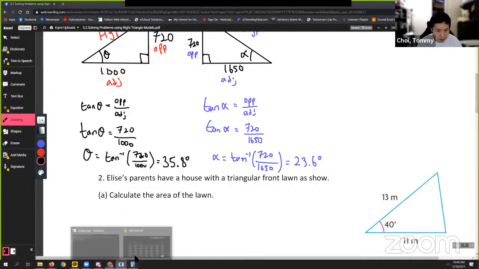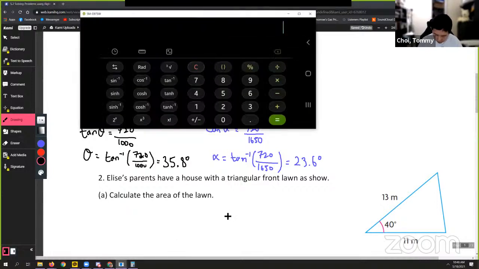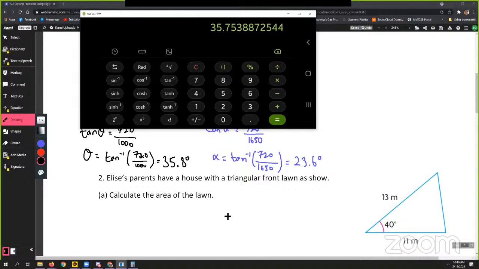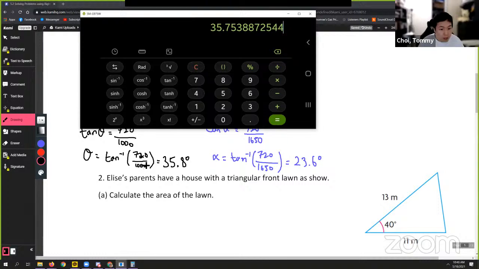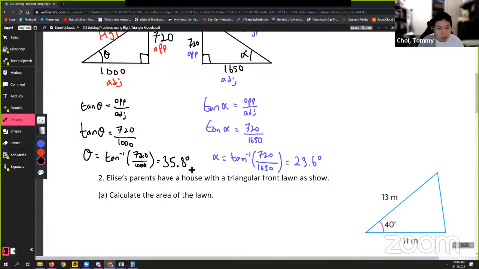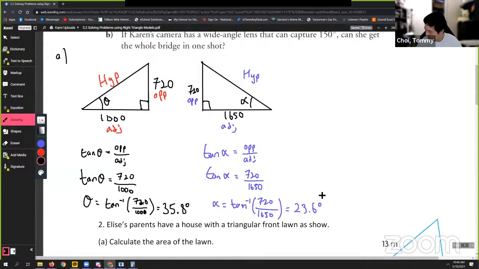So just to bring it up on the calculator again. So tan inverse of 720 divided by 1000. I get 35.8. Oh, I don't know why I thought it was 750. My bad. It's all good. So it's 720. So 35.8 degrees. And then tan inverse for the alpha should be 23.6. Okay?